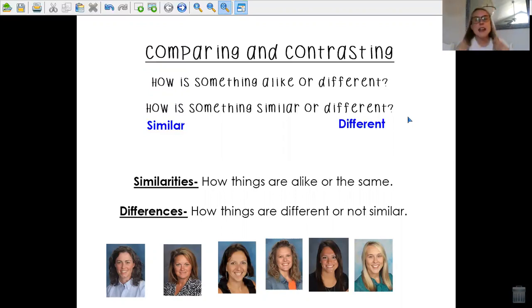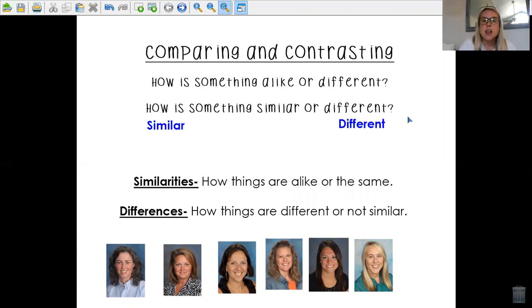So right now, you need to make sure your listening ears are turned on and you are focusing on me and the computer so that we can break apart our new standard that we're going to be learning for reading, okay? You need to have your reading notebook and a pencil, and that's all you need for today, okay?